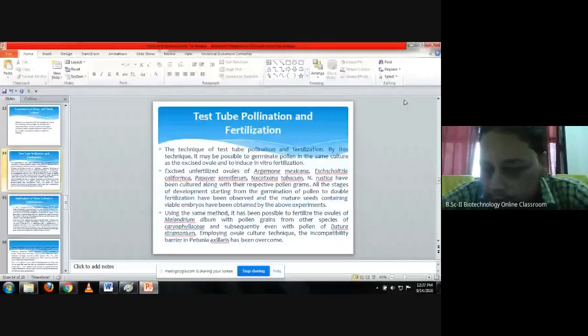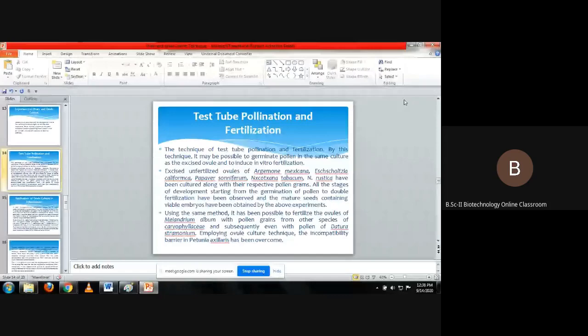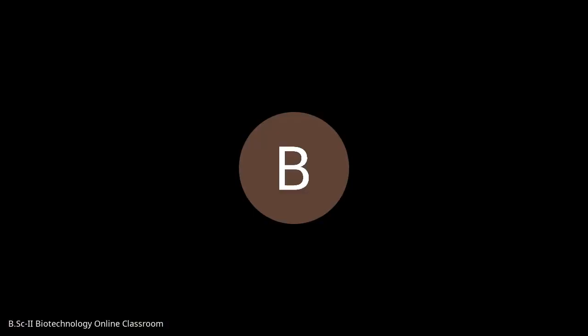आता डबल फर्टिलायझेशन होतं हे कसं कळेल आपल्याला? You have to study in vitro. How the pollen tubes enter, how it will fertilize with double fertilization, egg आणि synergid cells. तर ह्या सगळ्या गोष्टी आपण पाहू शकतो. So due to this technique we can do this. Using the same method, it has been possible to fertilize ovules of Melandrium with pollen grains from other species of carrier. आता प्रॉब्लेम काय?